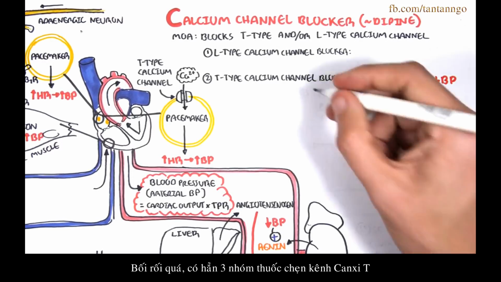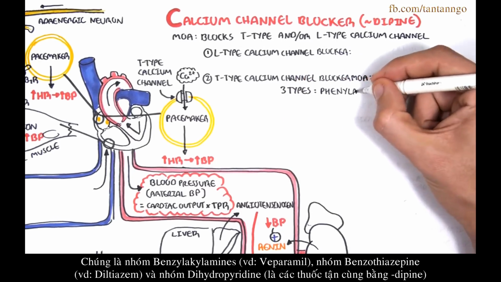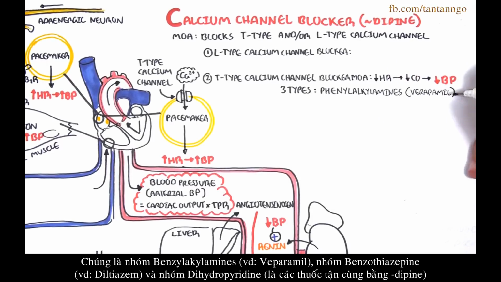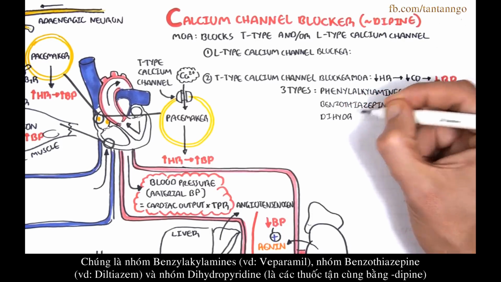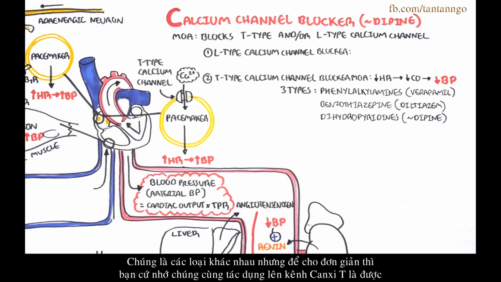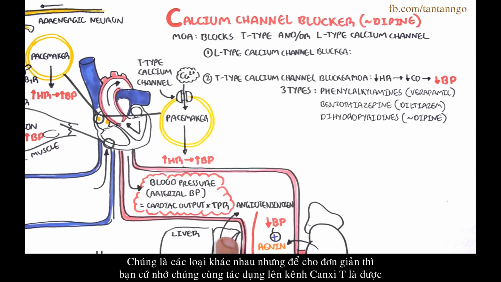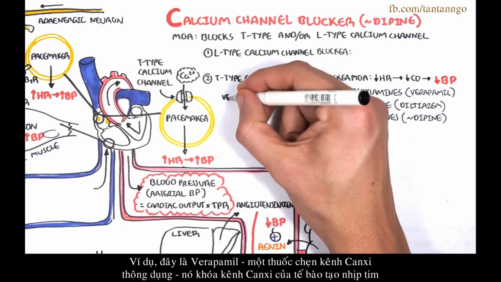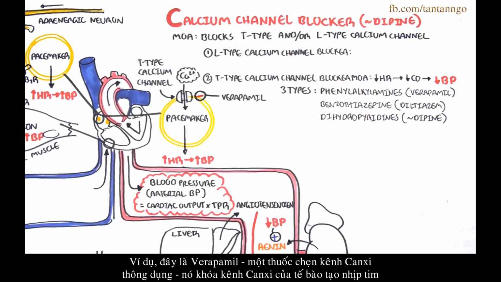This might get confusing, but there are three types of T-type calcium channel blockers. These are the phenylalkylamines, such as verapamil, the benzothiazepines, such as diltiazem, and the dihydropyridines, such as the ones that end in dapine. They are all different, but to put it simply, they just work differently, and they also work on L-type calcium channels. But anyway, here is verapamil, a common calcium channel blocker, which will block the T-type calcium channels of the pacemaker cells.